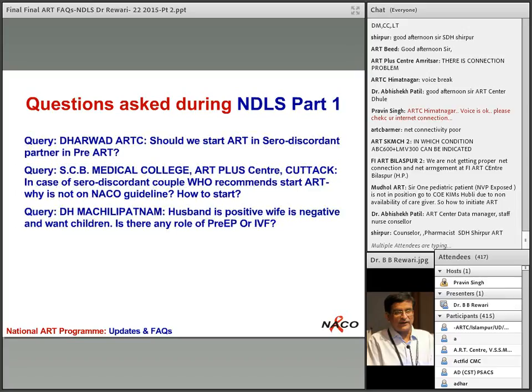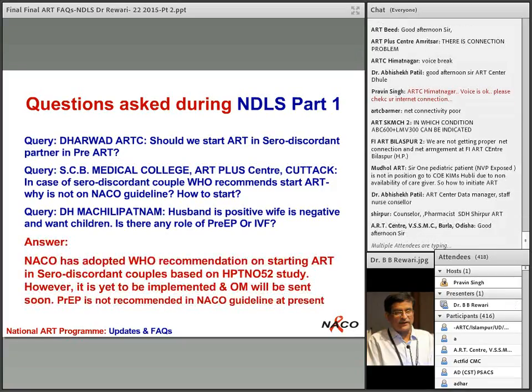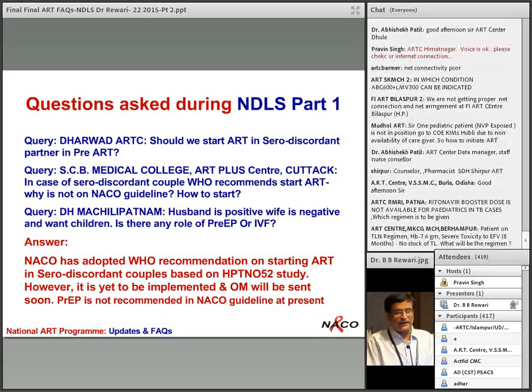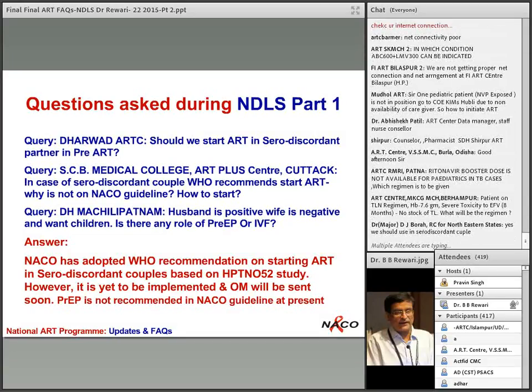Again, a question on serodiscordant couples, whether we should start ART in a serodiscordant couple. I hope it is very clear. A serodiscordant couple is one where one of the partners is positive and the other person is negative. It could be the husband or the wife. WHO has very clearly recommended starting ART in serodiscordant couples based on the HPTN 052 study, which I elaborated in the last NDLS, that if you start ART in the positive partner, it prevents transmission of HIV to the negative partner by as high as 96%.